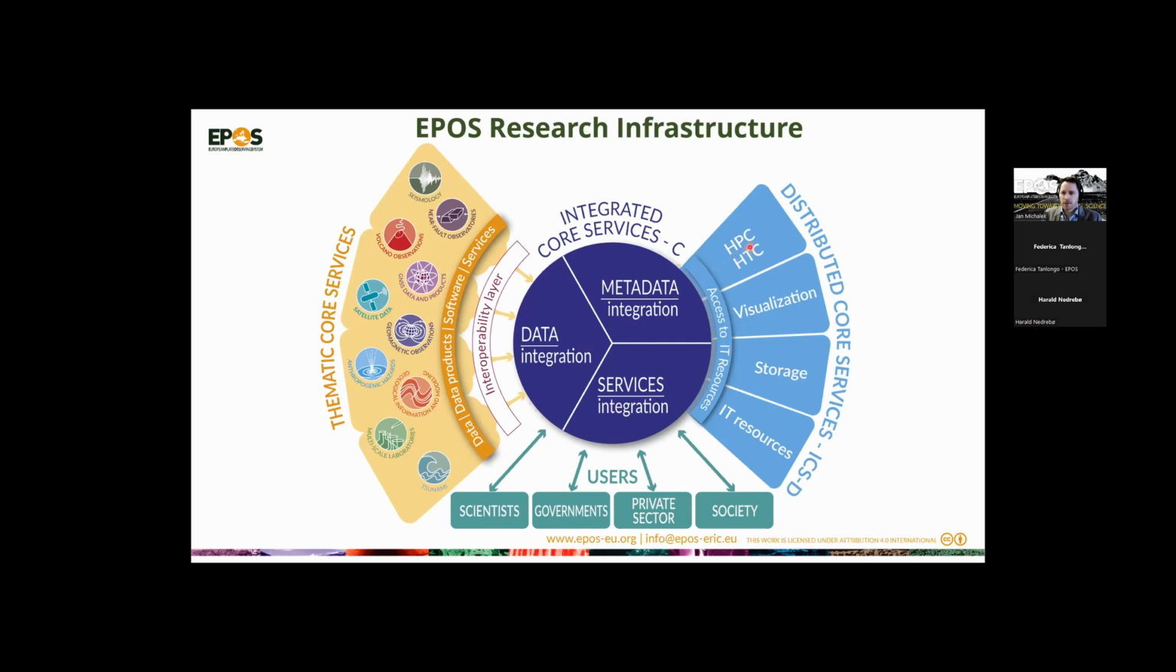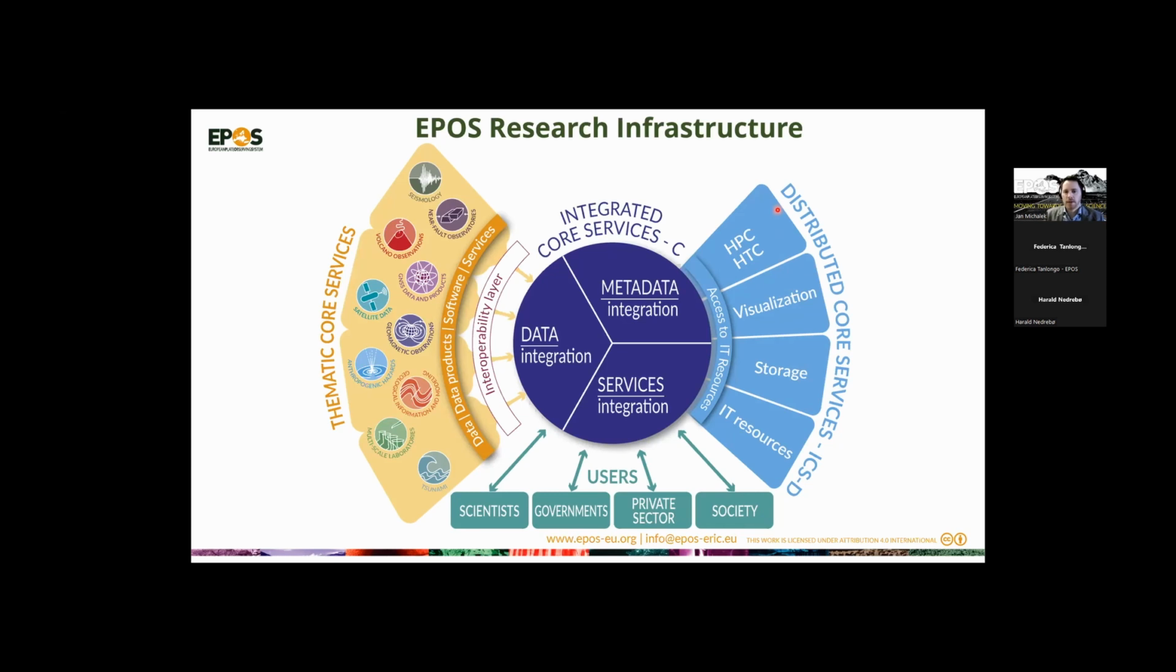On the right-hand side, you see distributed core services, as we call them, also ICS-D. Those are potential new components which will connect to the central system. It can be HPC, which means high performance computing, or high throughput computing, additional visualizations or extra storage or other IT resources. Those are planned and now being developed as pilots. I will show you a few slides about the pilot implementations we have now running.